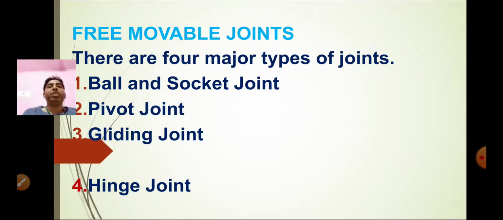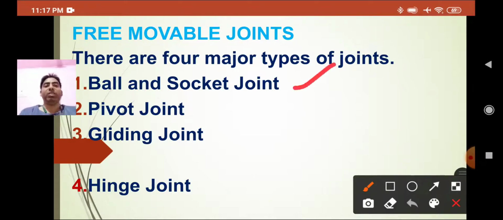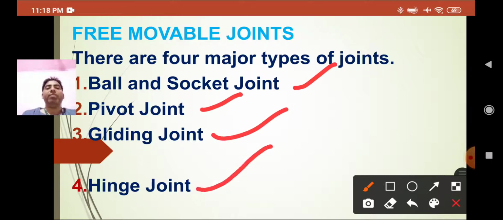What are freely movable joints? Most of the joints in the human body are freely movable. Movable joints can be further classified into the following four different types, depending upon the type and extent of movement they allow. The first one is ball and socket, the second one is pivot joint, the third one is gliding joint, and the fourth one is hinge joint. These are all four types of joints.